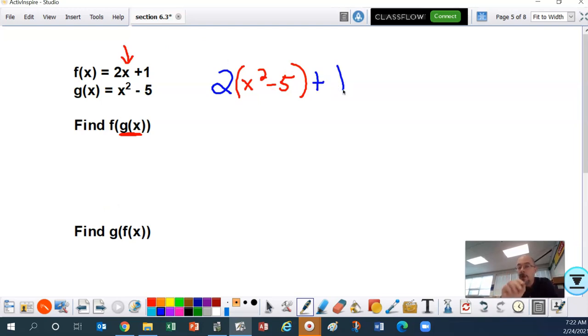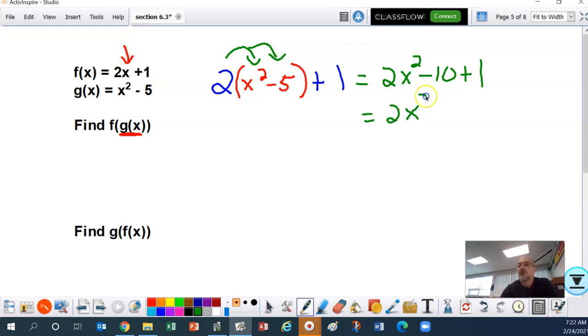Again, I threw the x out the window, and I replaced it with the g of x, which is x squared minus 5. Okay, now I'm going to go ahead and simplify this. So I'm going to do the distributive property. Okay, so now I have 2x squared minus 10 plus 1. And then I can take the minus 10 plus 1, and I have 2x squared minus 9. So my new function, ladies and gentlemen, my composition of functions is 2x squared minus 9.